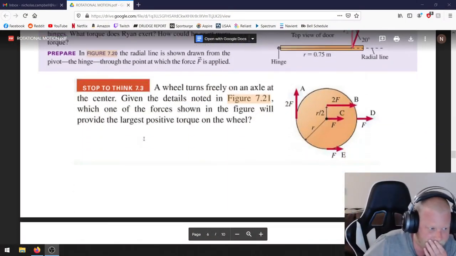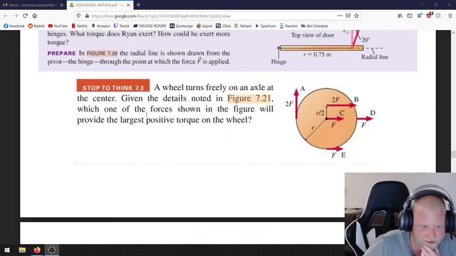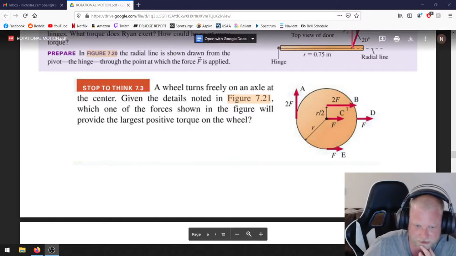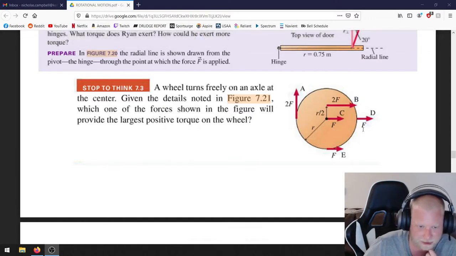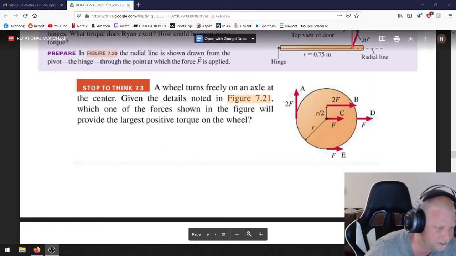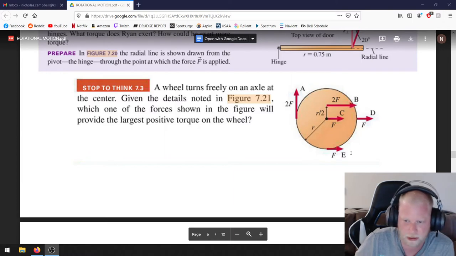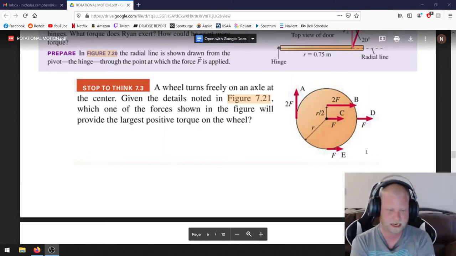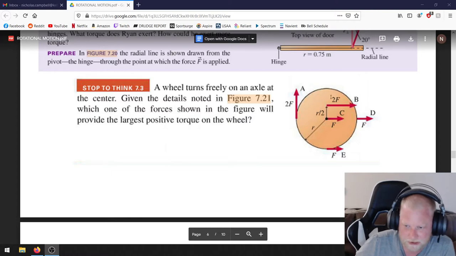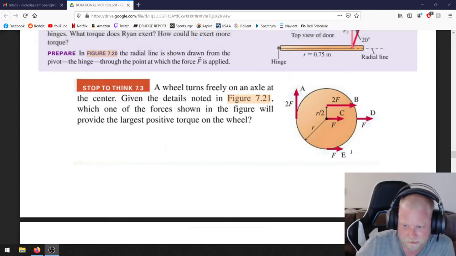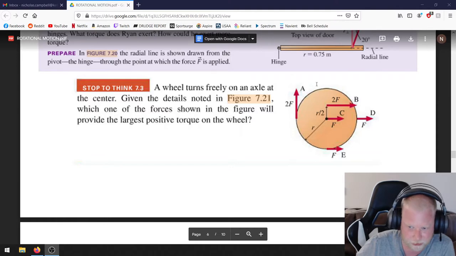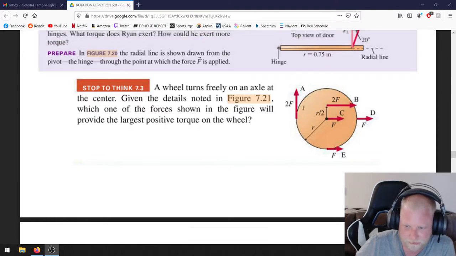Now, take a look at Stop to Think 7.3. We've got a wheel. It turns freely on an axle at the center. Which one of these forces will provide the largest positive torque on the wheel? So go ahead, pause the video, see if you can come up with that answer. Well, the answer is E. E is the only force that will force this wheel to rotate counterclockwise. Right? So it's going to be the only force that will give you a positive torque.